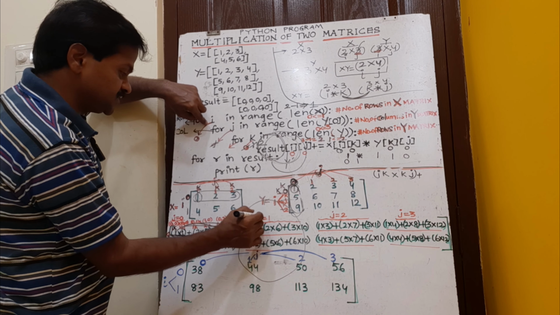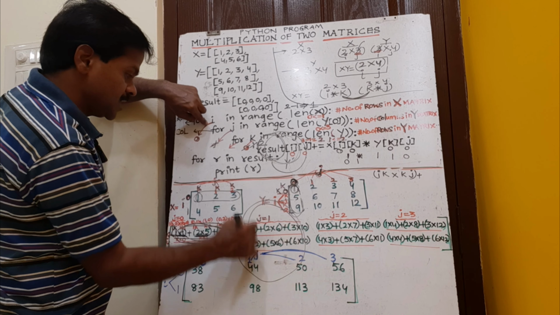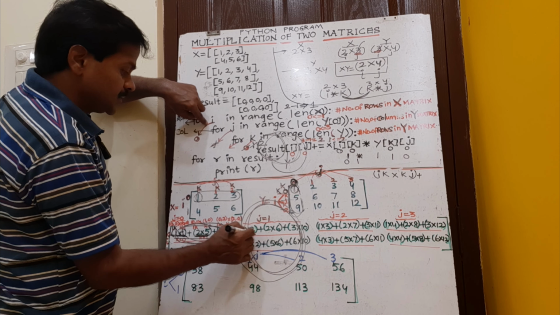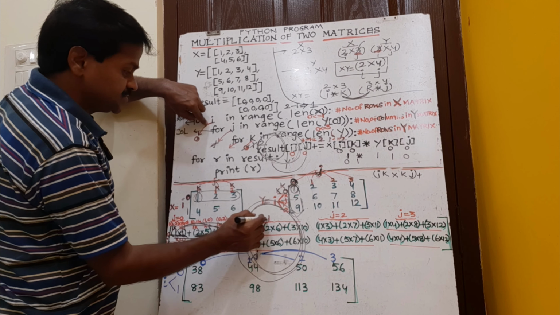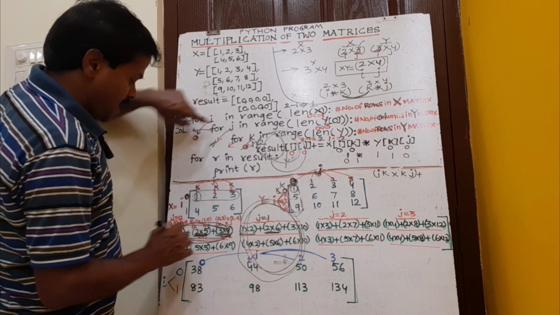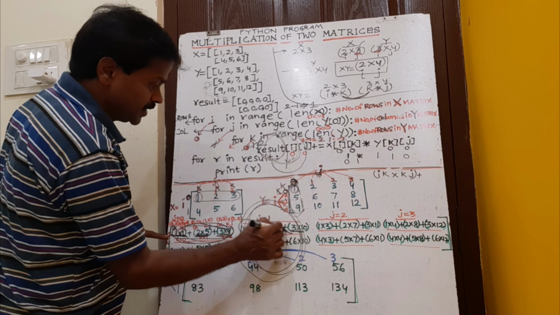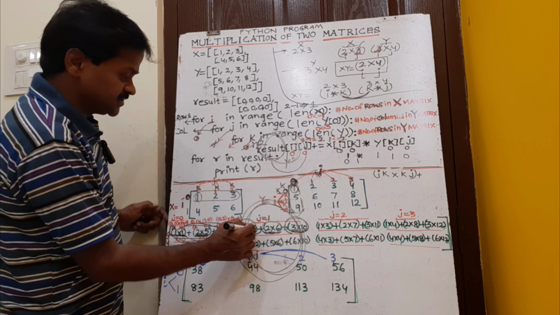You see here, this is the first column, J is 1. You see here, I0, J1, K0; I0, J1, K1; I0, J1, K2. This is for the K loop. The K loop will be incremented 3 times.